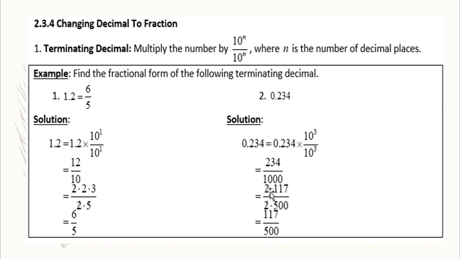So we put it in lowest form. We use prime factors so we can cancel. 234 is 2 times 117. Then 1,000 can be 2 times 500. So we cancel, and the result is 117 over 500. So that is how you write a decimal into a fraction.